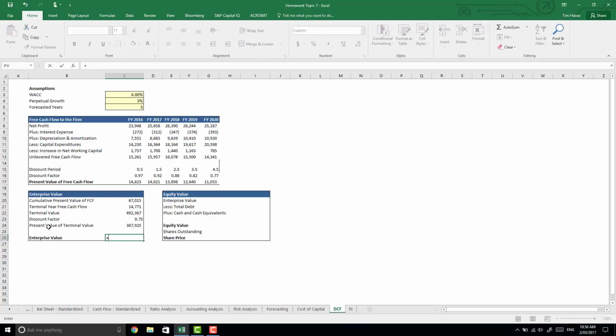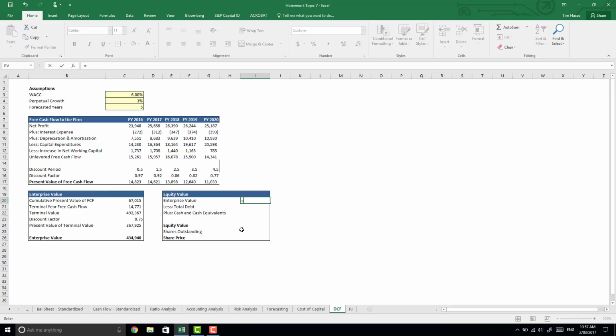The enterprise value, on the other hand, is equal to the cumulative present value of FCF, which is essentially our forecasted present value of free cash flows, plus the present value of the terminal value, which means that the enterprise value of our business, which in this case is H&M, is 434,940,000. Now the equity value, on the other hand, is different from the enterprise value, because the equity value is only concerned about what the equity within the business is worth.